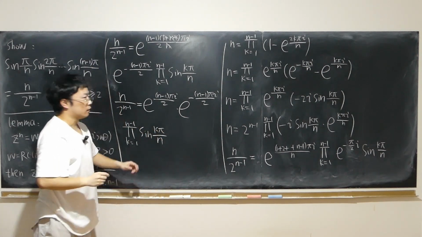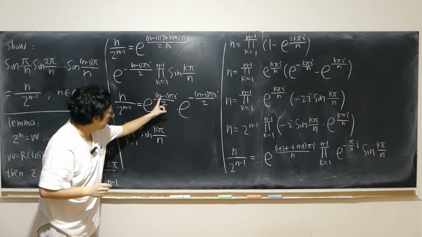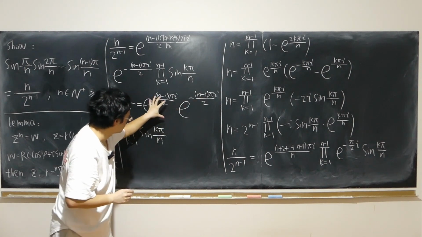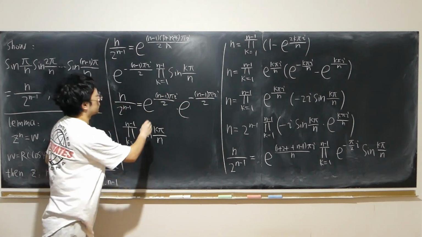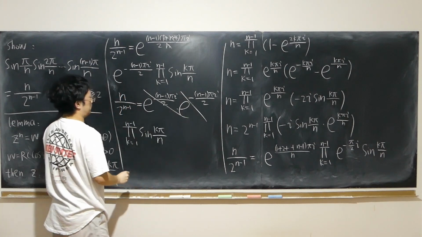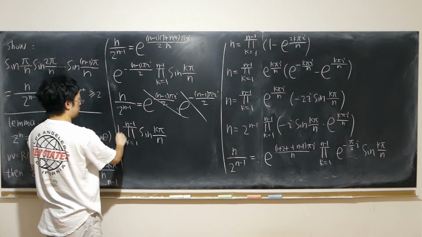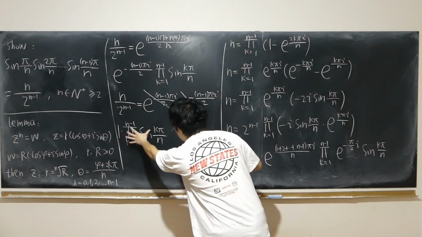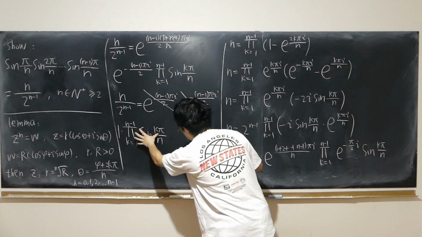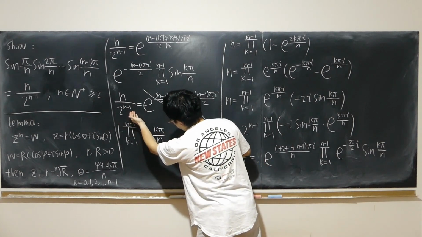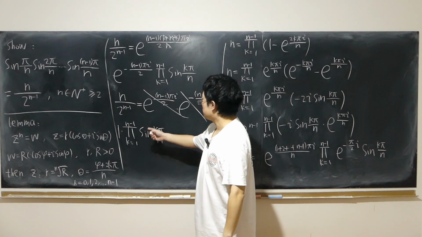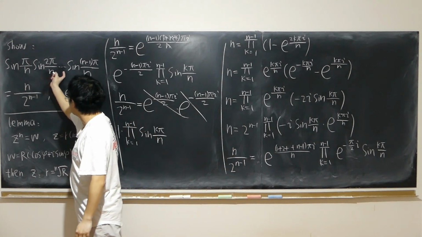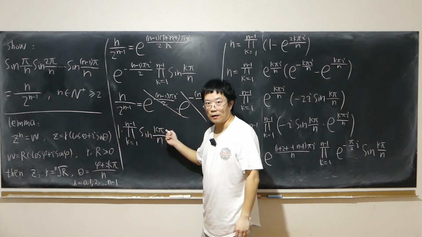All right, this time I should easily have this is exactly the opposite of that, negative. Now the multiplication becomes e to the 0, so becomes just 1. All right, 1 times. All right, so this product this time equals n over 2 to the n minus 1. Right, so this is exactly this product, right? Sine of pi over n, 2 pi over n. Exactly my desired goal.